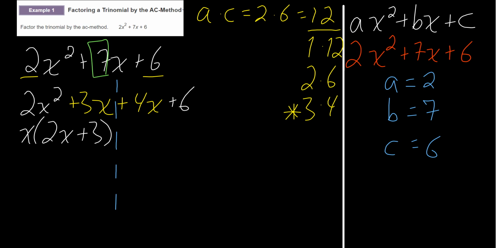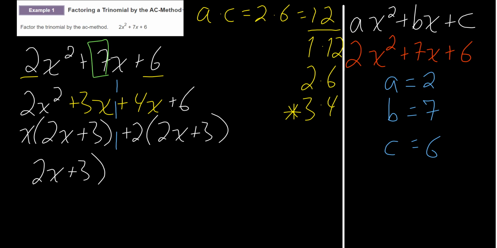The right side, well, what can I factor out? I can factor out a positive 2. What remains? 2x plus 3. And similar to what we wanted when we did factor by grouping, I got the same thing inside my parentheses. Perfect. So let's erase this a little bit, because I will have a 2x plus 3, and what remains? x plus 2. And we're done.